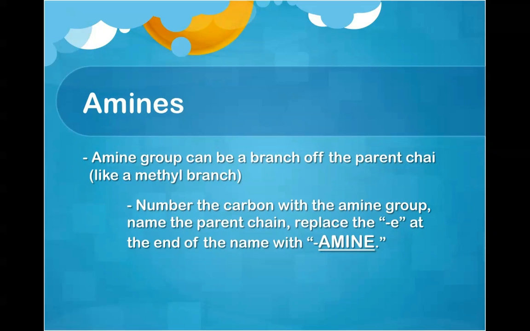Now, most of the ones, if not all, we're going to have our amino group be a branch off of a parent chain, like a methyl branch. We're going to number the carbons within the parent chain, name it, and replace the E at the end of the name with amine. We will need to show a number to show where along that chain we have the group.